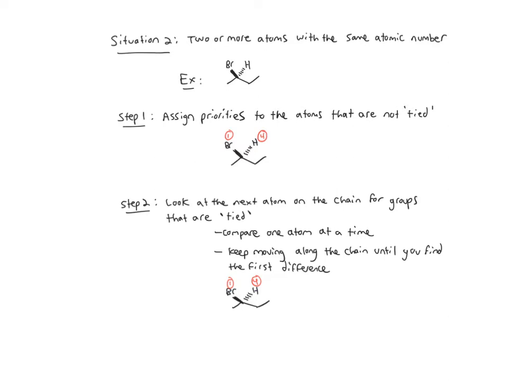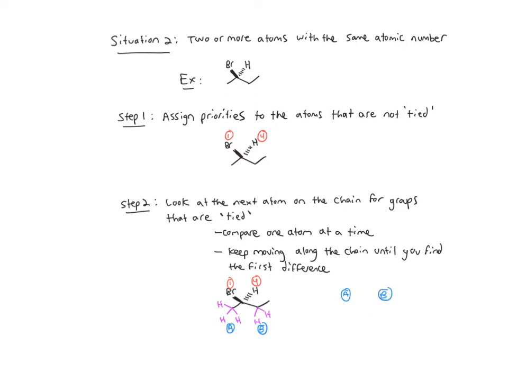We do need to then look at the atoms that are tied, and we have to keep going along those chains. The two atoms we're going to look at are this carbon here and this carbon here. It can be a good idea to draw out all of the hydrogens. So let's draw all of the hydrogens on the carbon on the left and also on the right. We're going to call the carbon on the left carbon A, and the one on the right carbon B. Then we're going to do a little comparison for A and B.